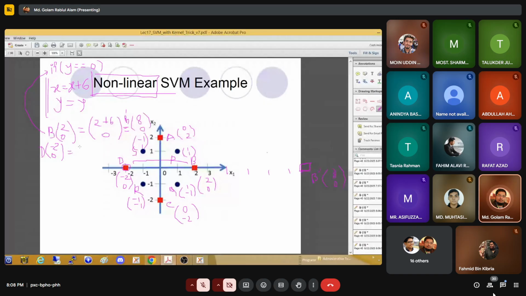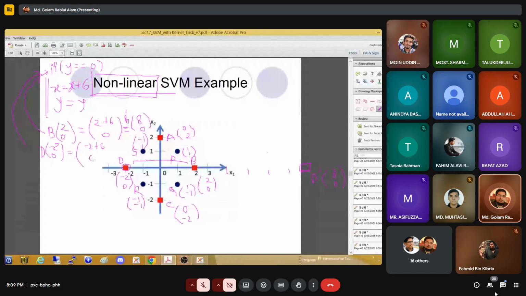And then check the condition. Okay, y equals 0. This is true. If y equals 0, then what do we have to do? Minus 2 plus 6. Okay, so x plus 6. And what will be the y? Y will be the y.